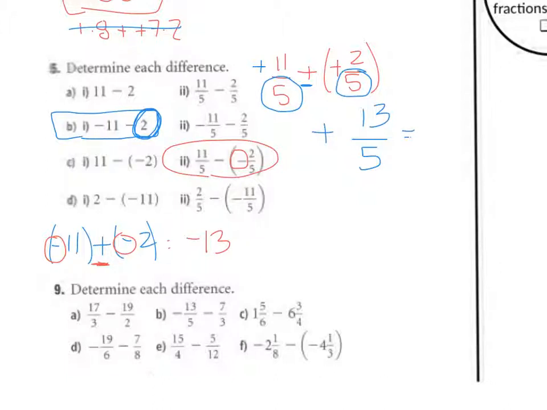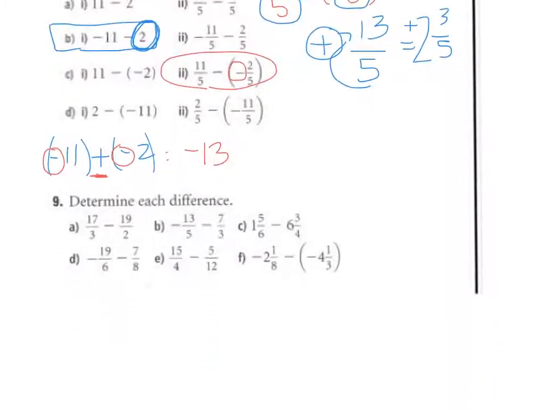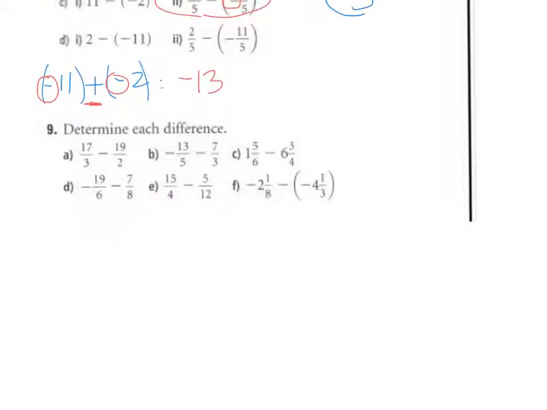You would then turn this into how many times does 5 go into 13? Twice, with 3 over 5 left over. Now again, this doesn't have to be shown, but you might want to put the positive 2 in there just to make sure. And then number 9, we'll do one.